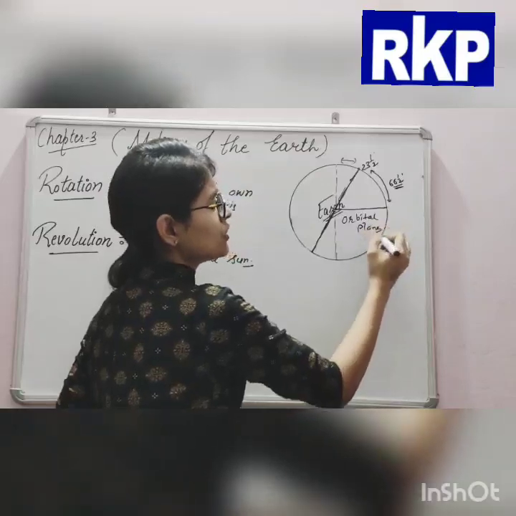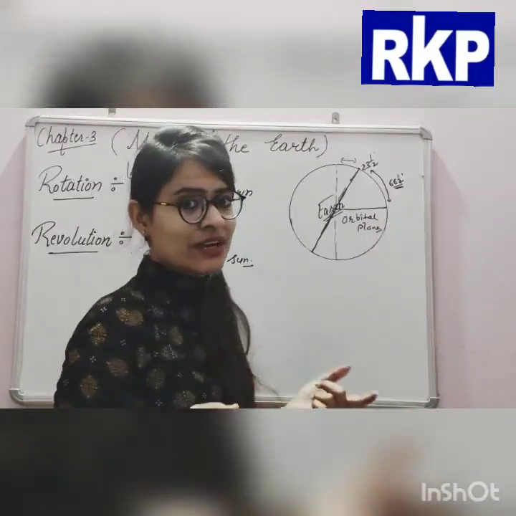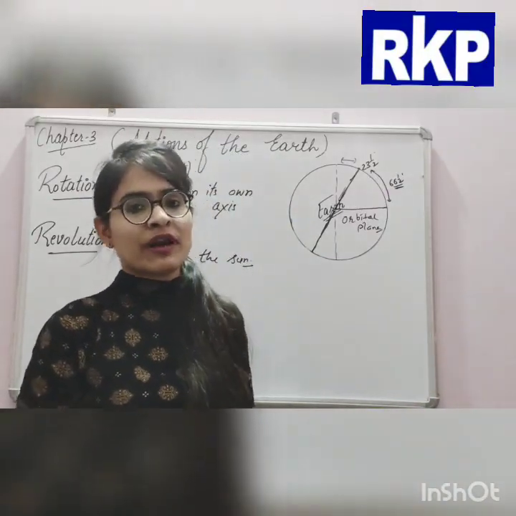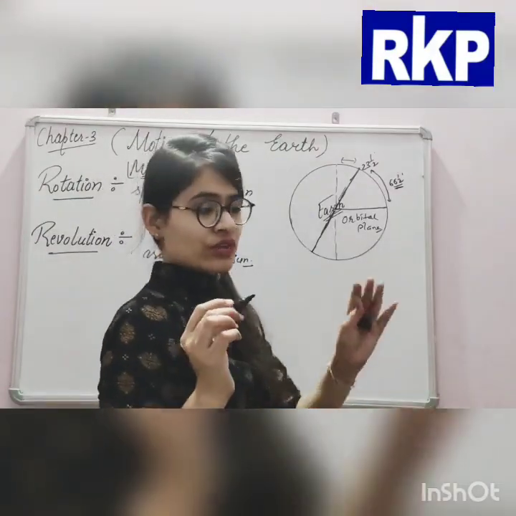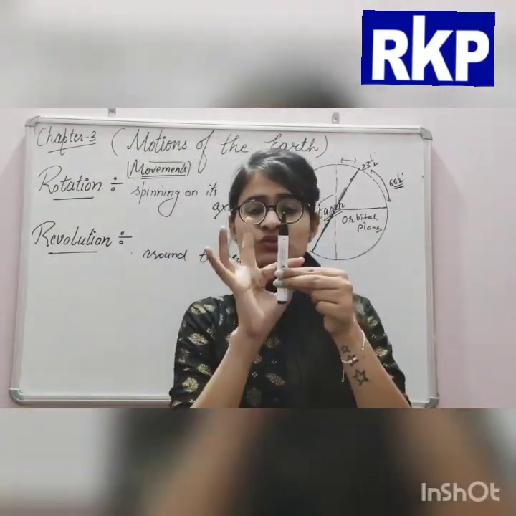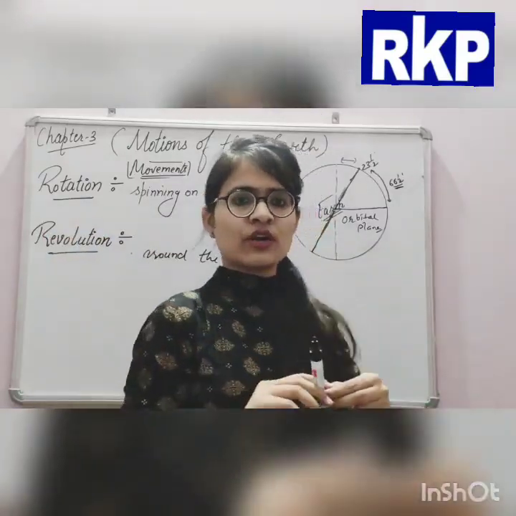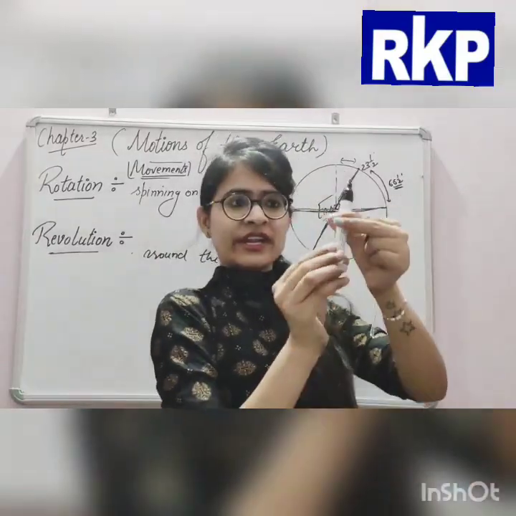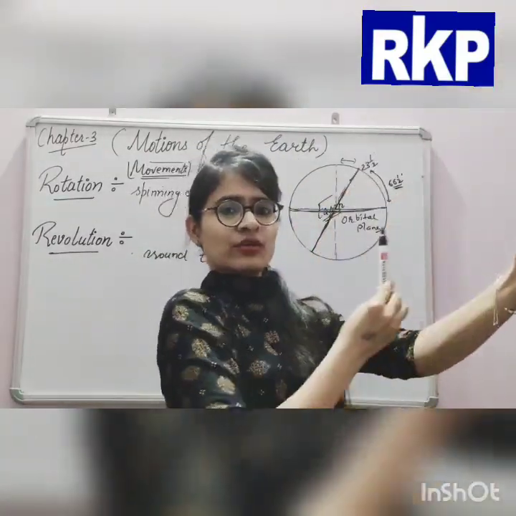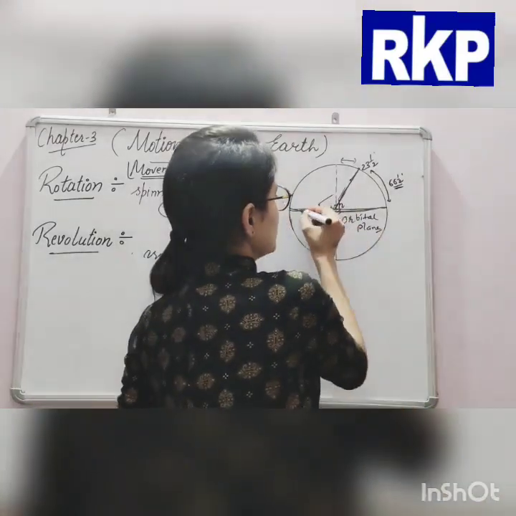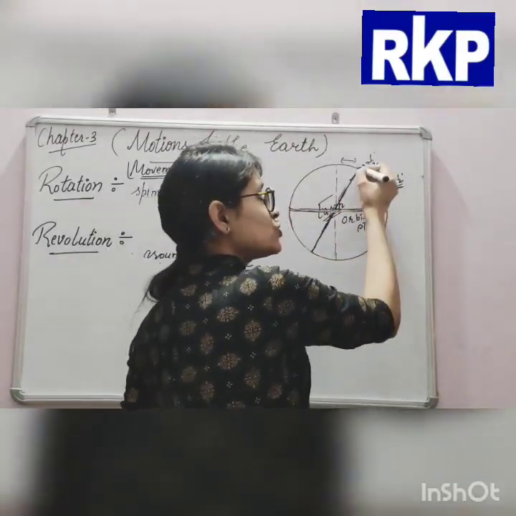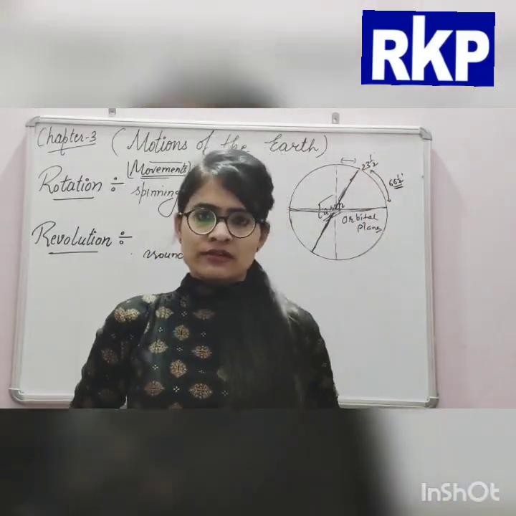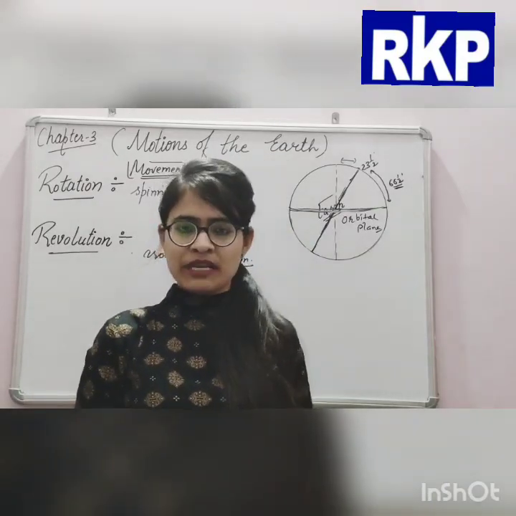First of all, the question that will obviously arise in your mind is, what is the orbital plane? It is the plane formed by the orbit. The orbit goes through the center of the earth's path, and this plane is called the orbital plane. And the axis of the earth makes a 66.5 degree angle from the orbital plane.